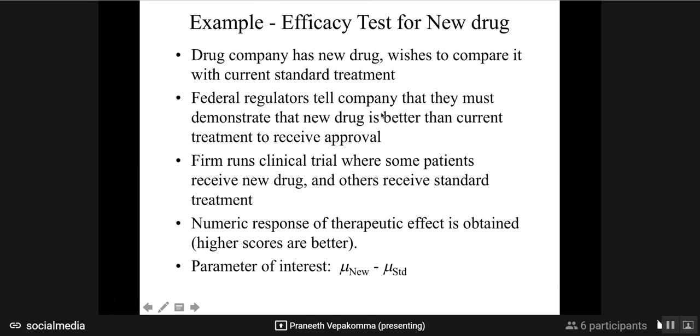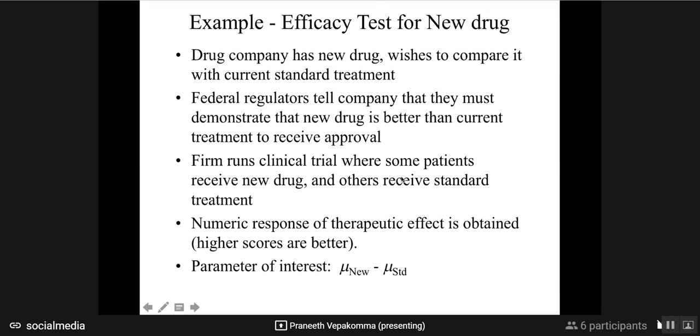So basically, this is more story. Just put in more story. The story here is that the federal regulators who approve the drugs tell the company that they must demonstrate that the new drug is better than the current treatment to receive approval. That's obvious. A firm runs clinical trials where some patients receive the new drug and others receive the standard treatment.